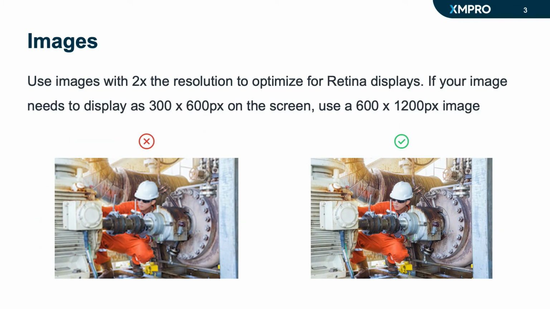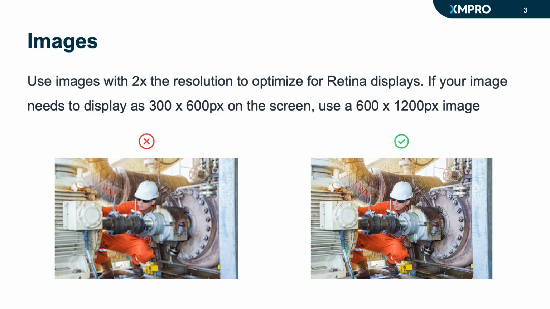Now let's look at images. Blurry images make an interface look unprofessional and they detract from the user experience. The best way to ensure that your images are crisp and clear is to use them at 2 times the resolution to optimize for Retina displays. Mac users have Retina displays, and this simple tweak will greatly improve their experience.